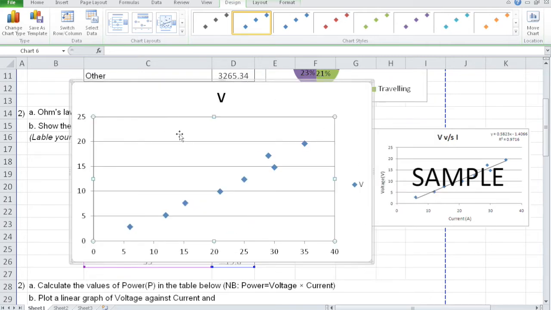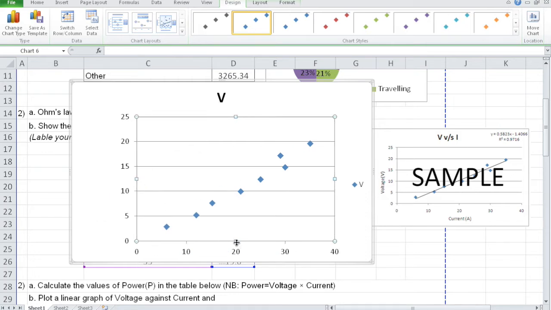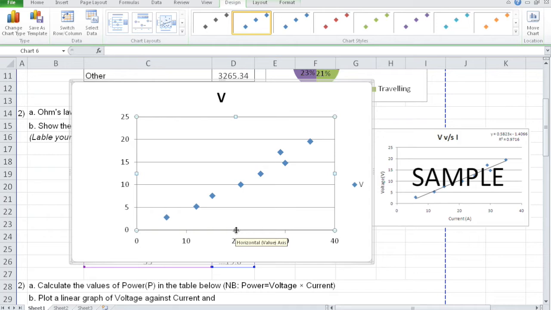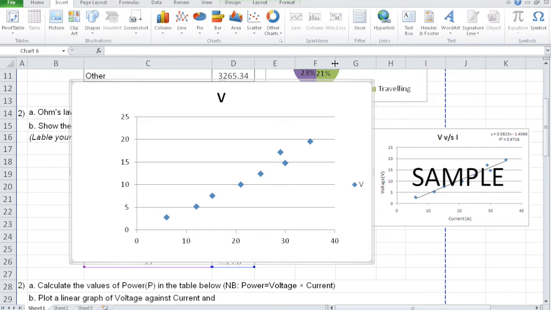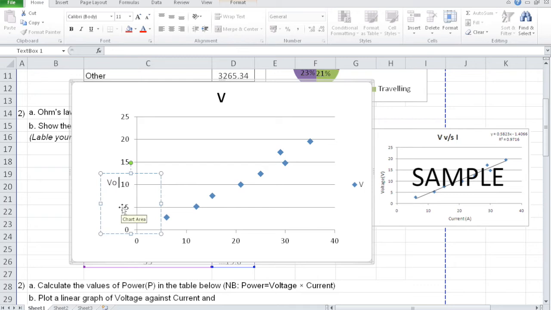Note that when you click on this graph, these things are objects. You can resize them. Do you see that? Including, you can even insert text boxes. There's a text box. You can insert it here and say voltage. And the voltage was in volts.